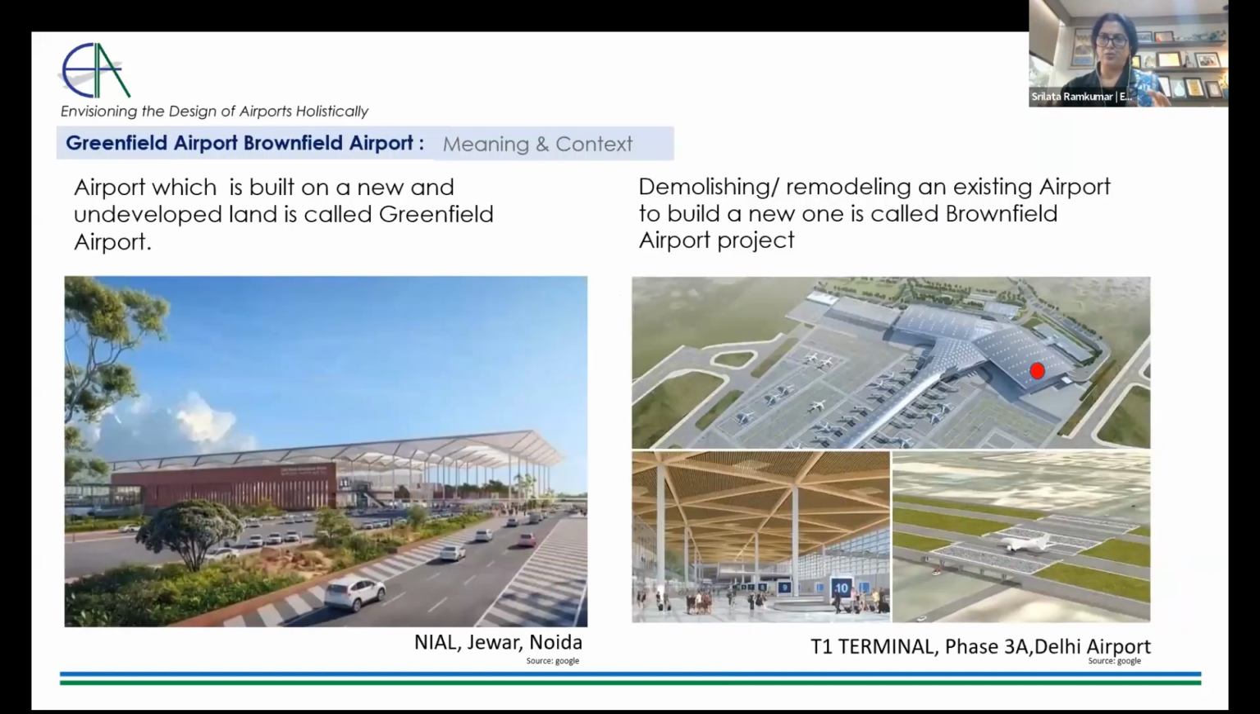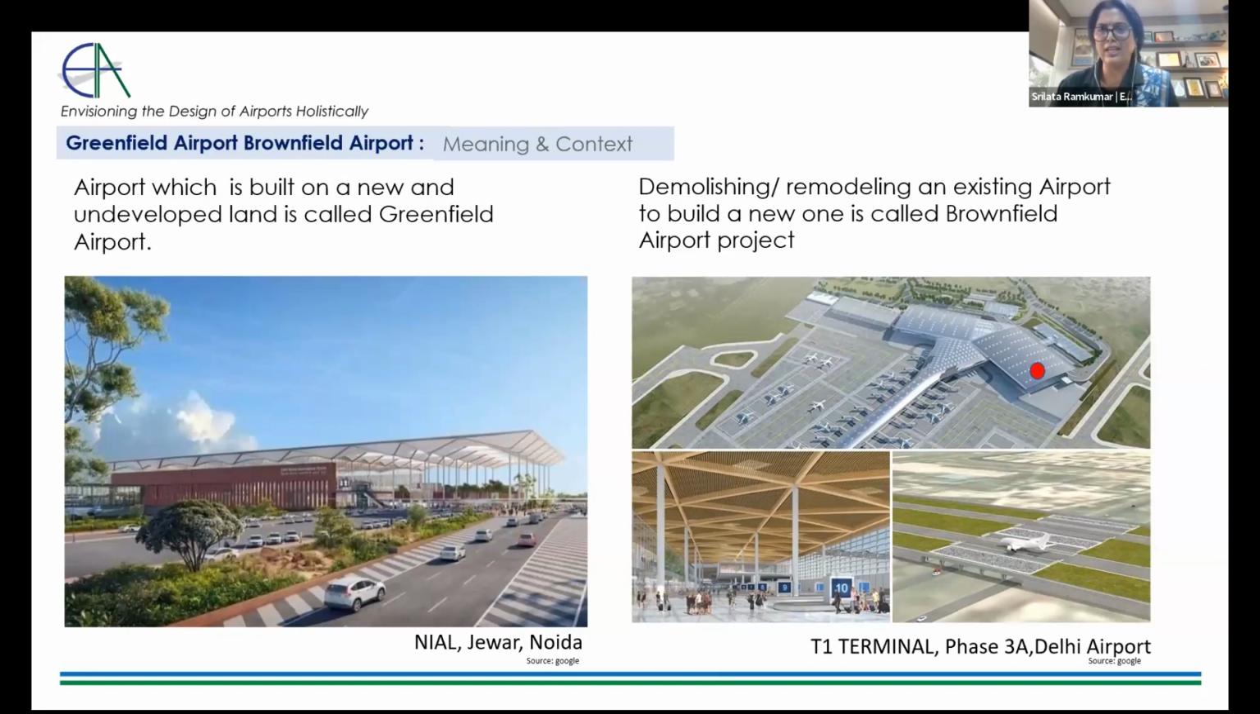So now coming to an airport, there are typically two kinds of airports which are getting constructed or which get designed. One are absolutely new. There's nothing, it's starting from scratch, which is a Greenfield airport. The other one, which is like an expansion, is a Brownfield airport. Here, an airport which is built on new and undeveloped land is called a Greenfield Airport. Here in Delhi NCR, we have the Noida International Airport, which is coming up in Jewar. It is a Greenfield Airport.